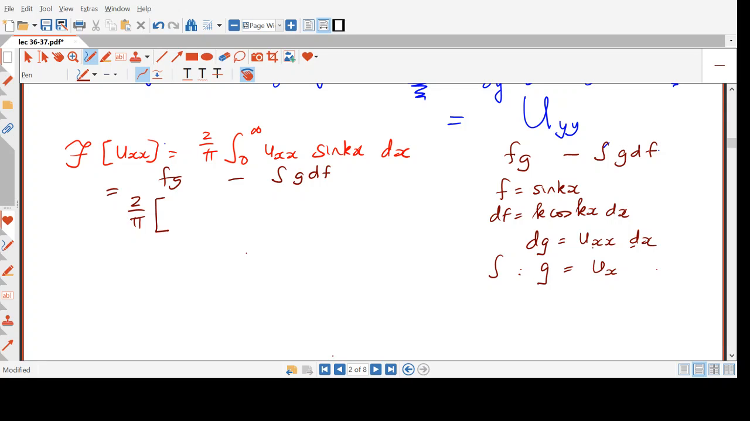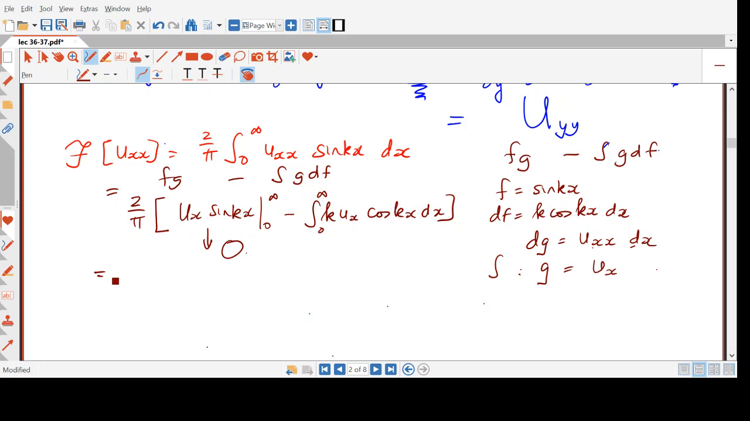So it's fg minus integral g df. So fg will be ux sine kx. The limits are from 0 to infinity, minus integral g df. So it's k ux cos kx dx, 0 to infinity. Now you should be able to see that this is going to be 0. The derivative at infinity should be 0 because in a rod at infinity there can be no exchange of heat. You can't lose any heat beyond infinity, so that should be 0, and sine 0 is 0.